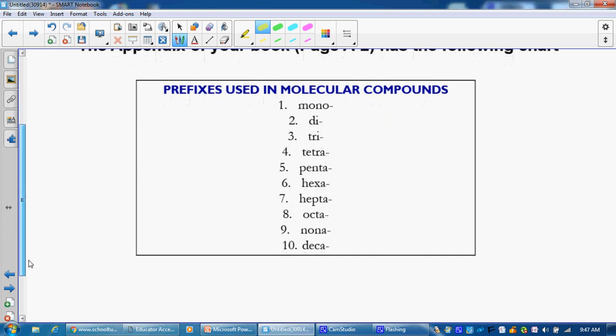Here are the prefixes. You just have to memorize these. Most of these you know from math with all your different shapes. Mono is 1, di is 2, tri is 3, like a triangle. Tetra is 4, like Tetris. Each piece in Tetris has 4 parts to it. Penta, pentagon, 5 sides. Hexa, hexagon has 6 sides, etc. So you just need to make sure you know those.